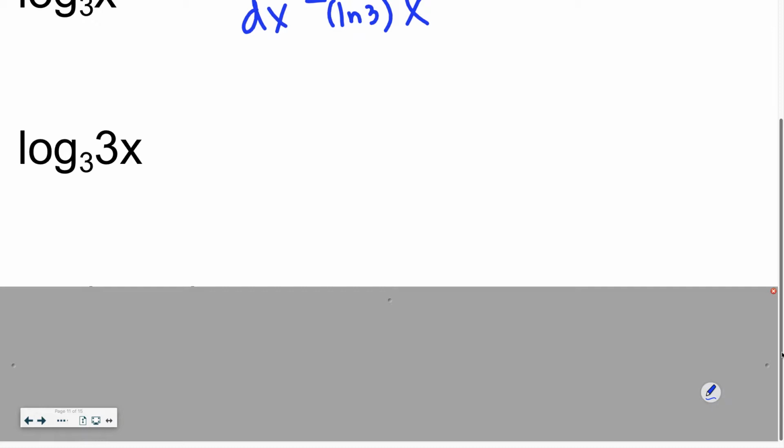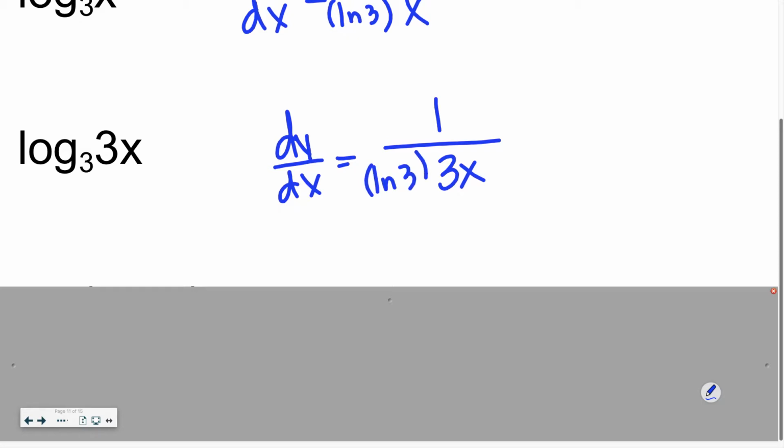How about log base 3 of 3x? Okay. So when we find the derivative, since it is a logarithm, we're going to take 1 over what's inside. But since it's log of a different base, we need the natural log of that base in the denominator. And what's inside of our logarithm? 3x. What is the derivative of 3x? So we'd have to multiply by the 3. Okay, don't forget about the chain rule after you do all of your rule work.